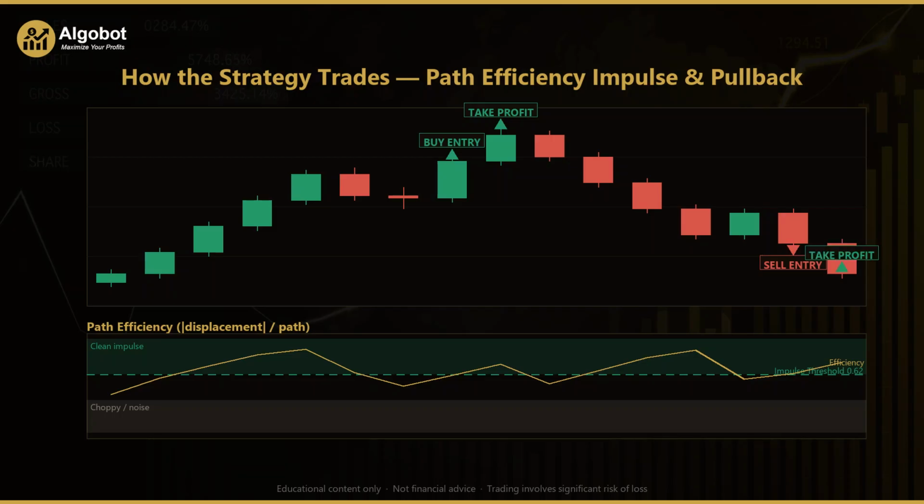Notice the symmetry. The exact same three-phase logic: detect a clean impulse, wait for a shallow pullback, and enter on resumption. It works identically for longs and shorts. The only difference is direction. And remember, this is an illustration of the rules for educational purposes. Real charts are messy, and not every setup resolves this cleanly.